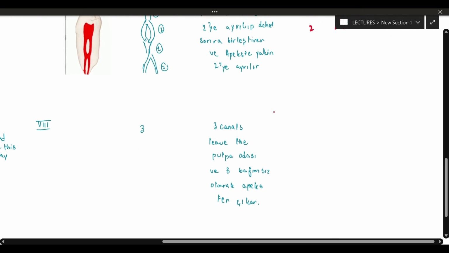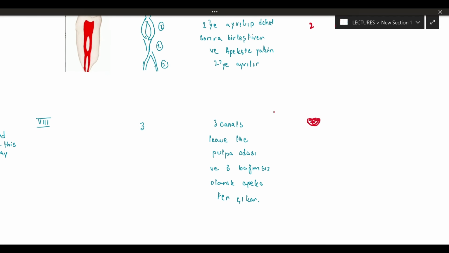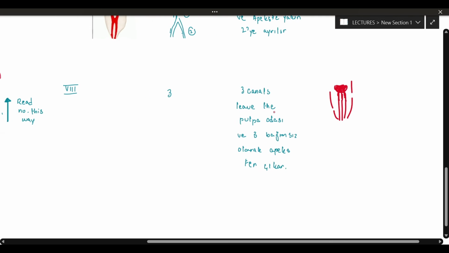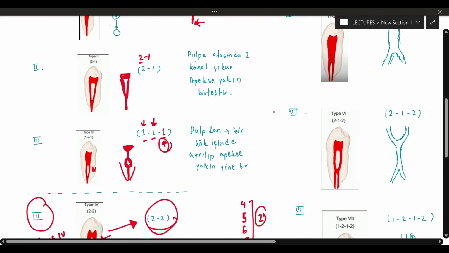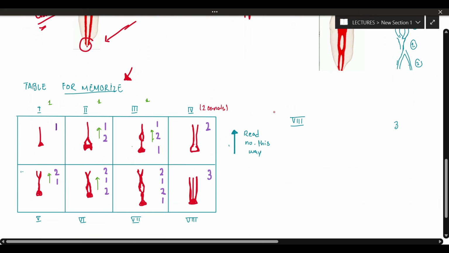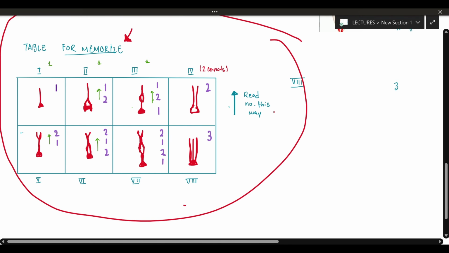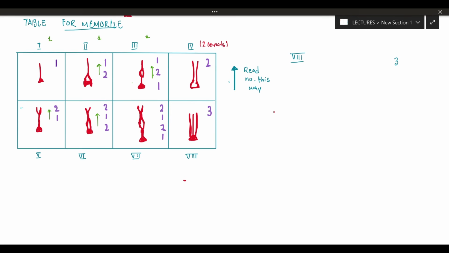Okay, so the class 8, the simplest of all, I would say that it has three canals. Leaving the pulpal chamber, continuing to the apical foramen, and leaving the apical foramen as three canals, separate canals. So this is our Vertucci classification. So to summarize this, I have formed this table which I found very helpful. I hope that it helps you all too.